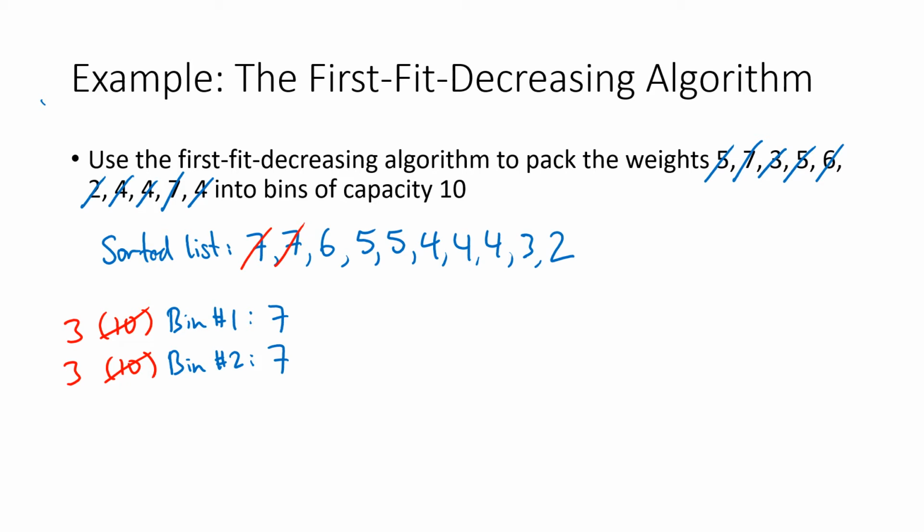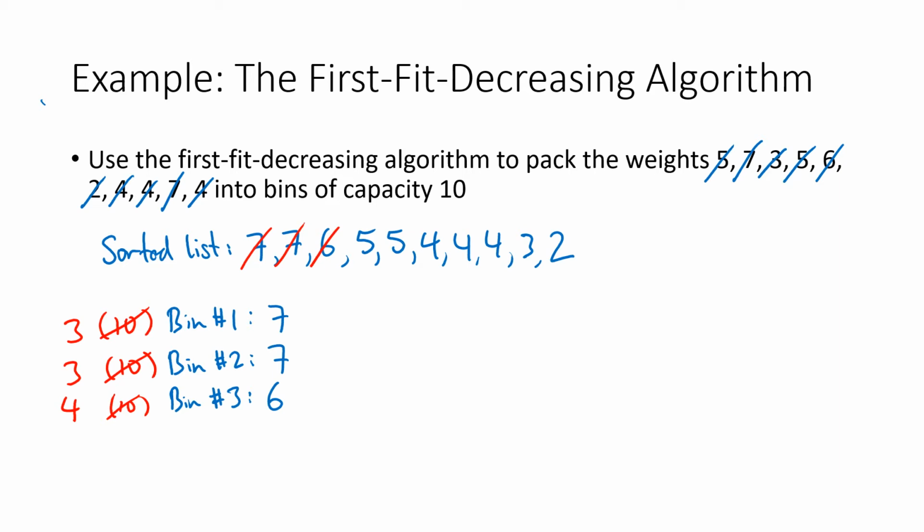Now I've got a 6. That doesn't fit into bin number 1 or bin number 2, so that's going to have to go into a brand new bin, which I will creatively call bin number 3. That bin started out with 10 capacity, but now it's immediately down to 4 capacity, and I crossed the 6 off my list. Next, I've got a 5.